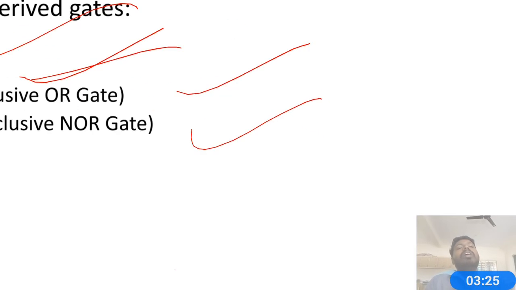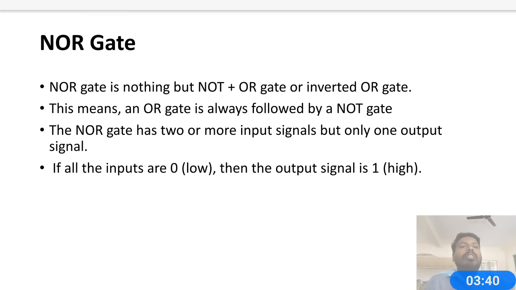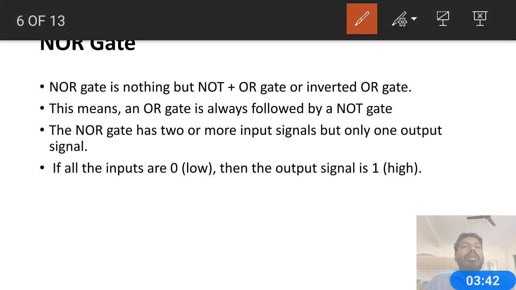Dear students, in today's lecture video, we are going to see the first derived gate. What is the first derived gate? NOR gate. Yes, today we are going to discuss the NOR gate. What is a NOR gate? It is nothing but NOT plus OR. NOT plus OR is called a NOR gate.